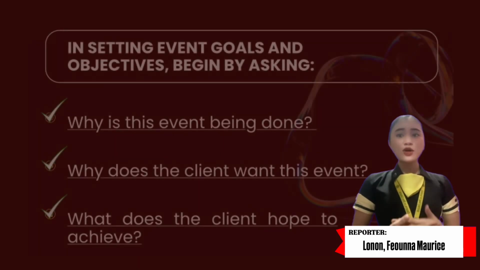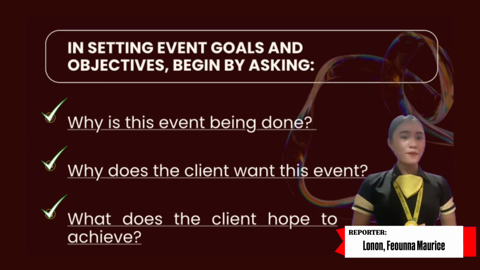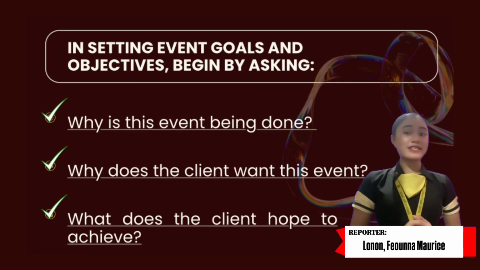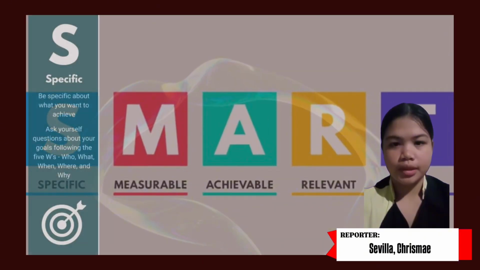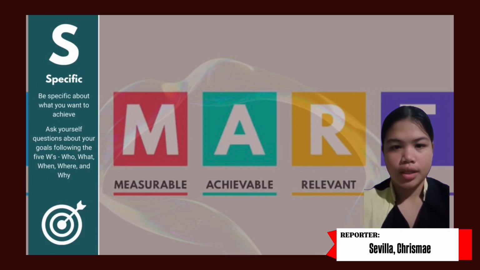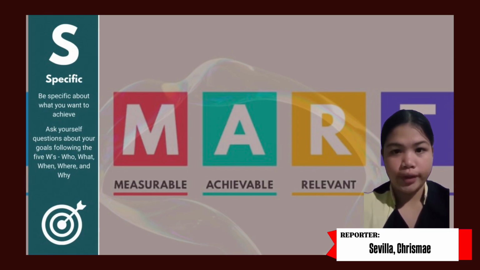When we set event goals and objectives, we don't just jump into the planning. We must ask questions first, like, why is this event being done? Why does the client want this event? And what does the client hope to achieve? By asking these questions, we make sure that our plan aligns with our client's needs. Specific means the objective is clear and well-defined. It answers what we want to achieve, how the attendees will benefit, and what outcome we expect from the event. By being specific, everyone involved will clearly understand the goal and can focus their efforts on making it happen.